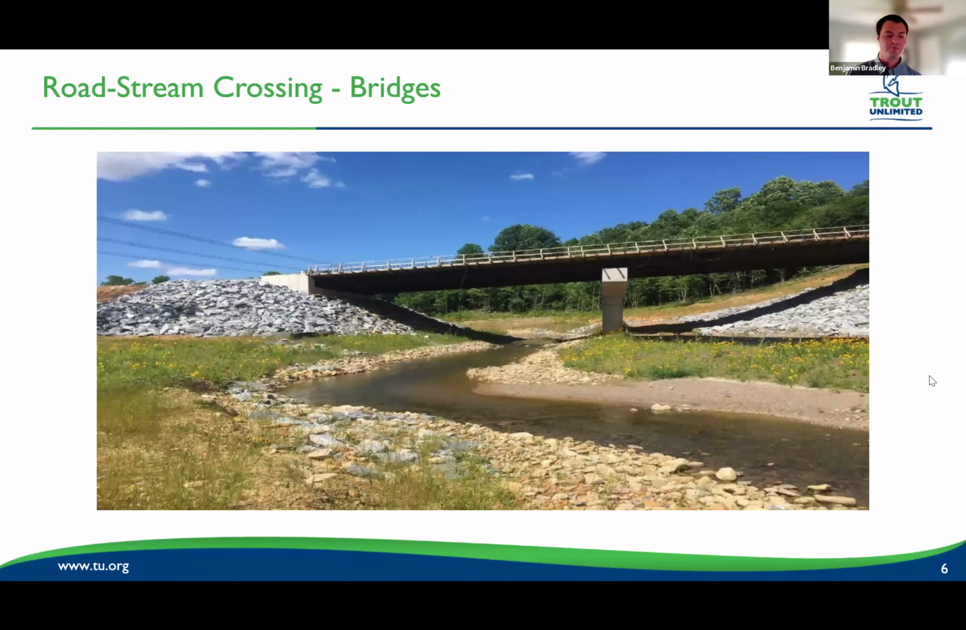And at every road stream crossing, you're going to find some type of structure, like we said before, that allows the traffic to go over top the stream and allows the stream to go underneath the roadway. One of the common structures that we see at road stream crossings is a bridge. And a lot of times we find bridges around larger streams or rivers.